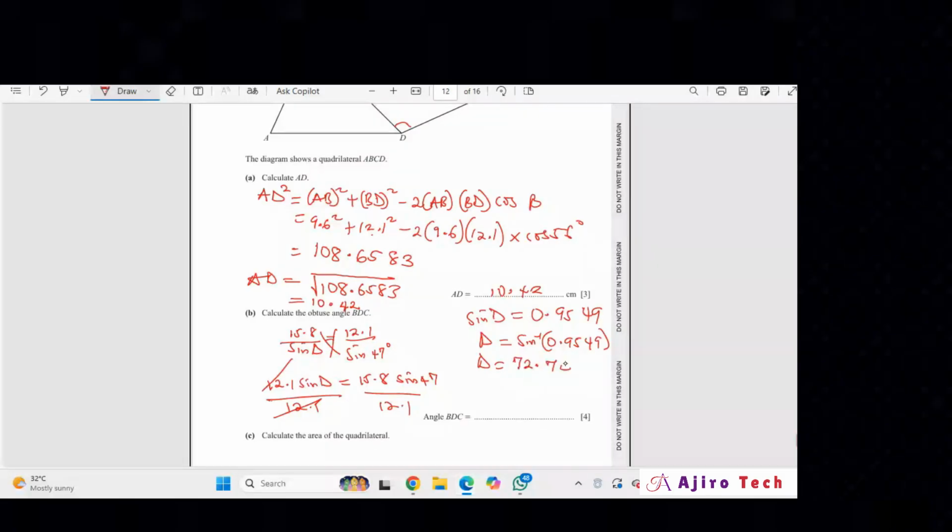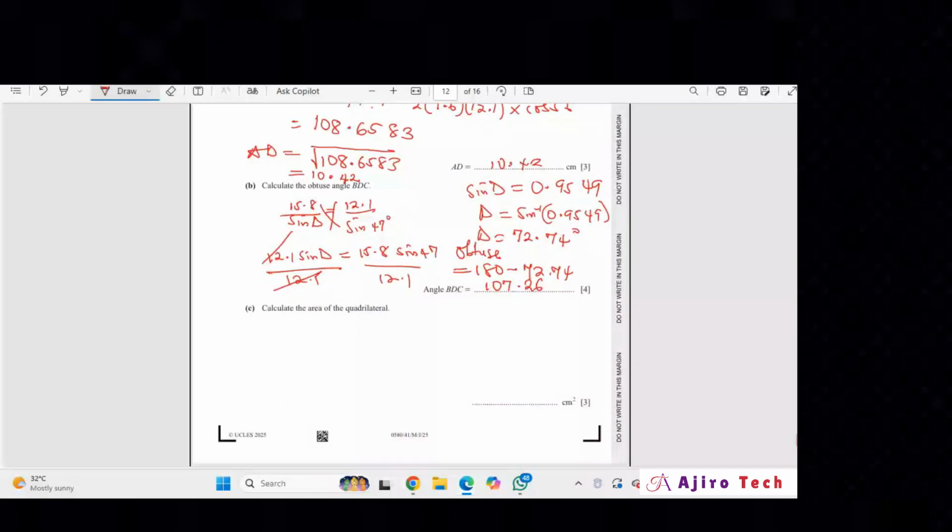When you take the sine inverse of that, it will give us 72.474 in degrees. Because what they're asking us is the obtuse angle, you just do 180 minus 72.74, which will give us 107.26. So that is the obtuse angle. Any question?